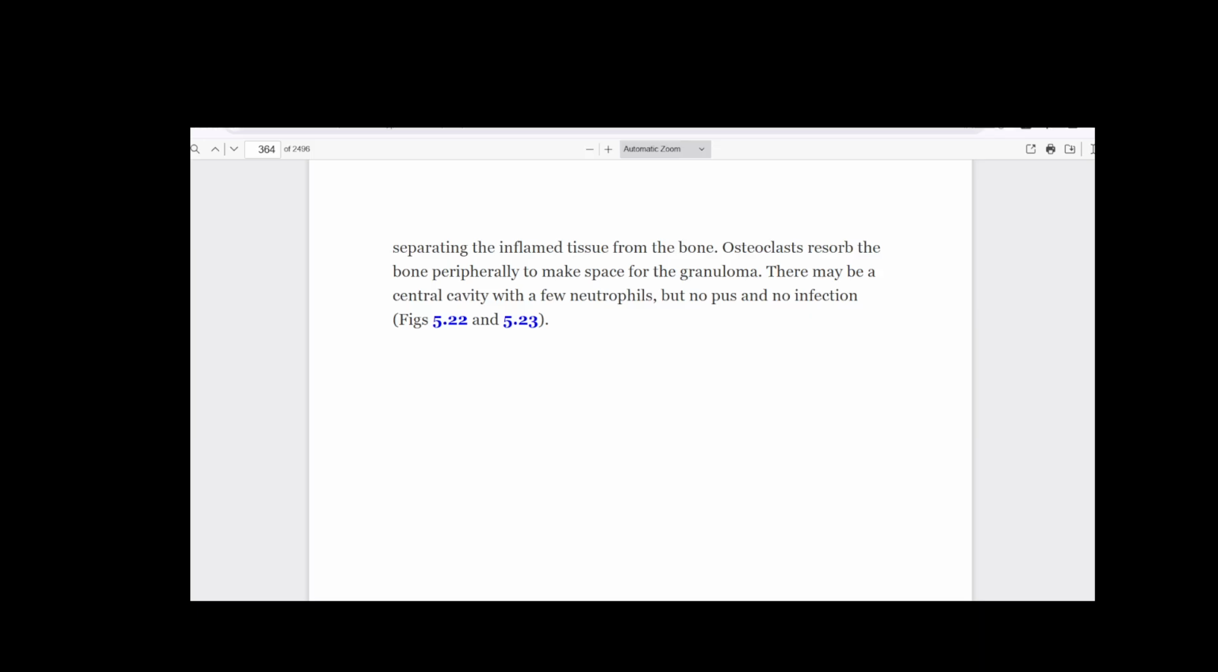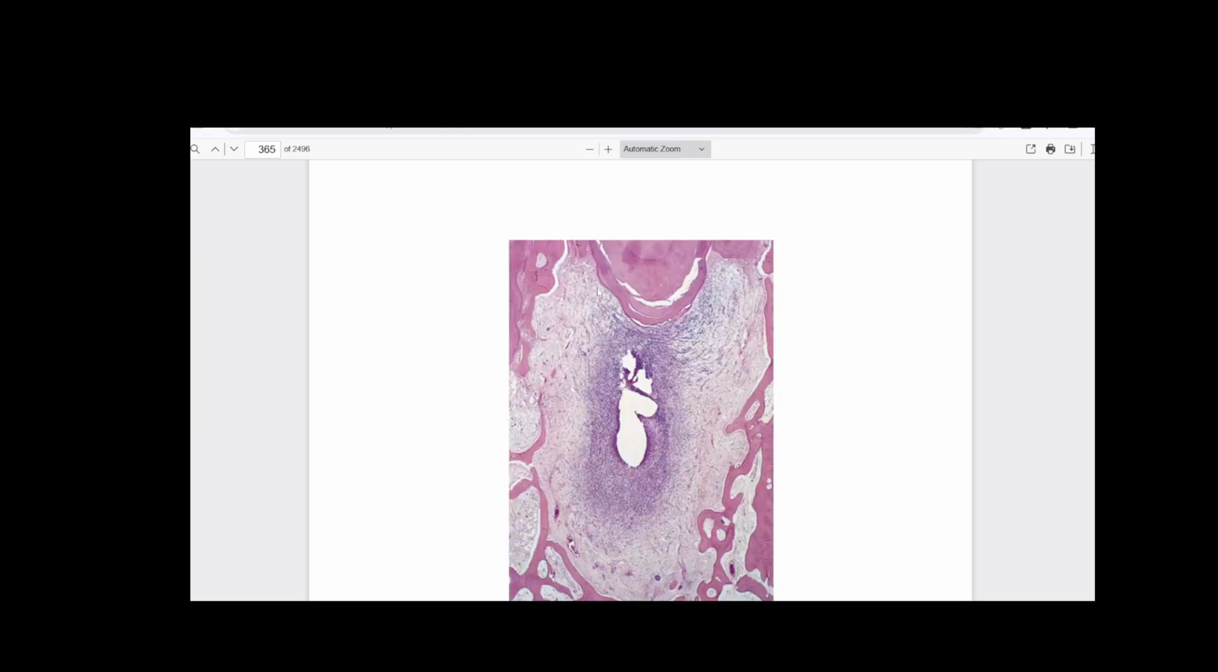There may be a central cavity with a few neutrophils, but no pus and no infection. Figs 5.22 and 5.23. Fig 5.22 Chronic periapical abscess. At the apex of the non-vital tooth, top center of picture, is an abscess cavity surrounded by a thick fibrous wall densely infiltrated by inflammatory cells, predominantly neutrophils. Periapical bone has been resorbed and the trabeculae reorientated around the mass.